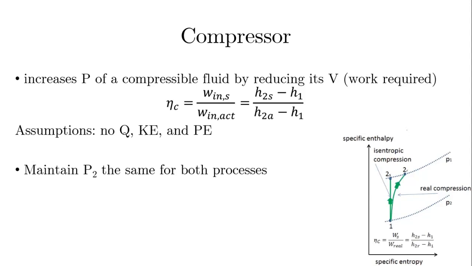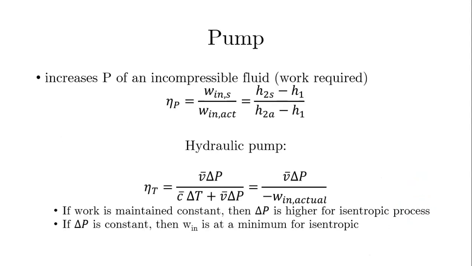I know that for an isentropic process, I will then have to start at a lower P1, at a lower value over there for the P1, whereas for a real process, I will have to change it. So that's kind of how that would work. All right, let's look at pumps. Pumps are very similar to a compressor.